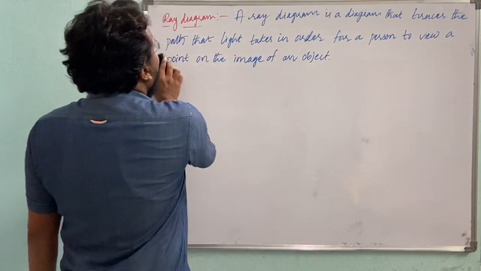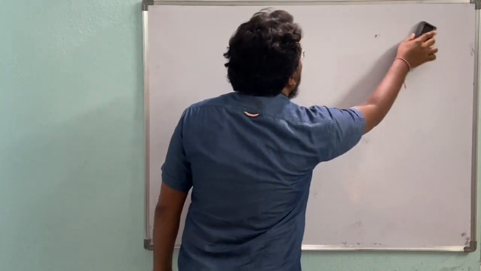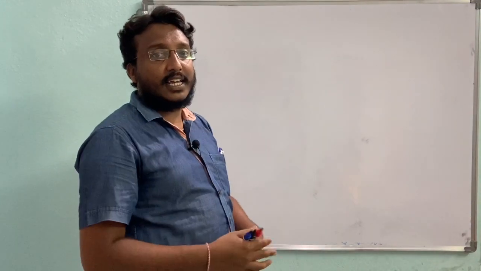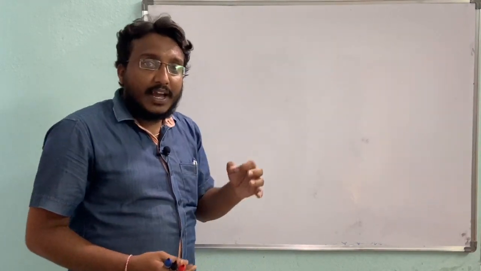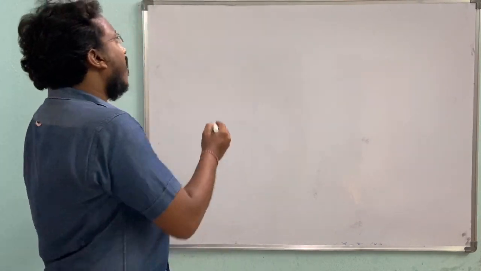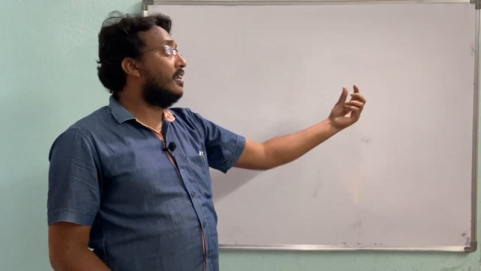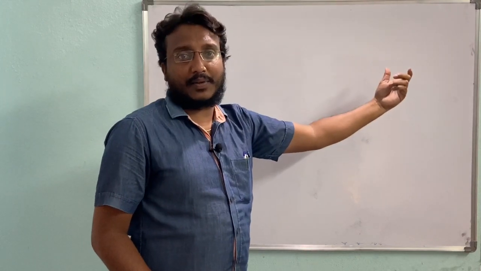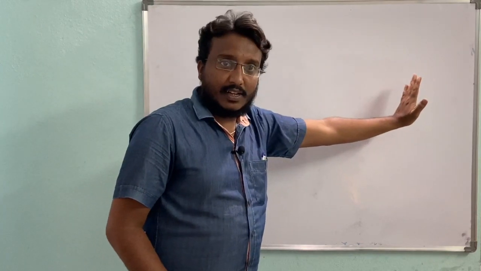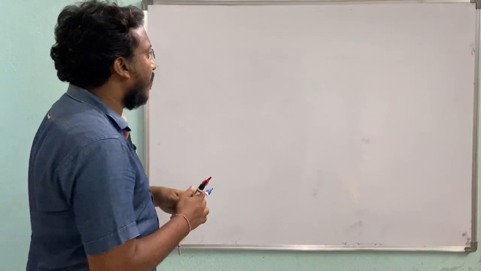In our last class we drew one ray diagram: if the object is at infinity, the image is formed at the focus, right? Then we can draw the ray diagram if the object is brought near to the mirror. Now, object at infinity, no. If the object is on the principal axis of the curved mirror, can we draw the ray diagram or not? Now we are going to discuss.